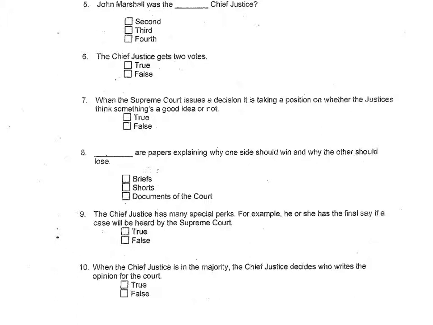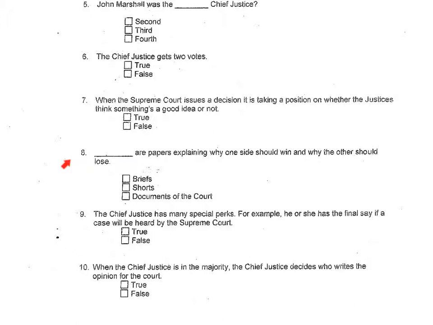Number 7, when the Supreme Court issues a decision, it is taking a position on whether the justices think something is a good idea or not. True or false? So when the Supreme Court issues a decision, it's taking a position on whether the justices think it's a good idea or not.